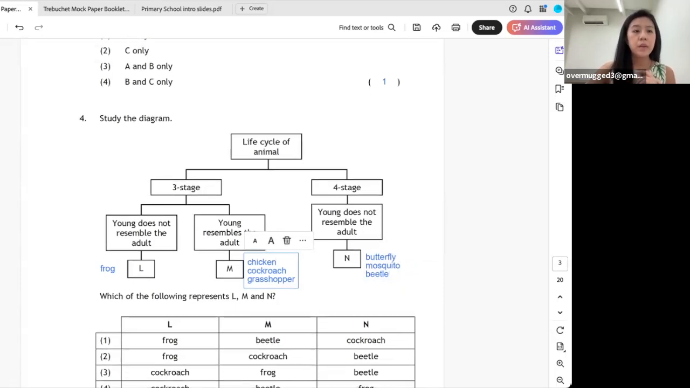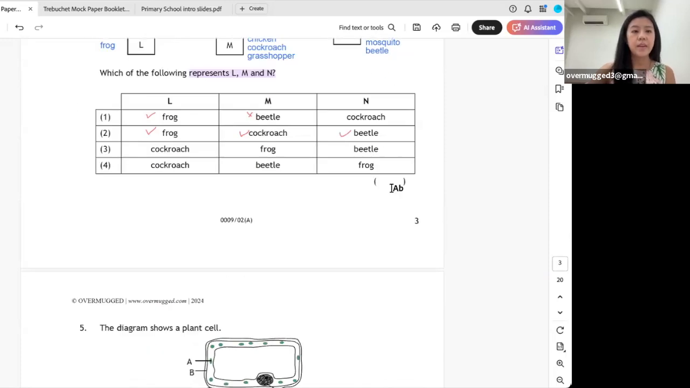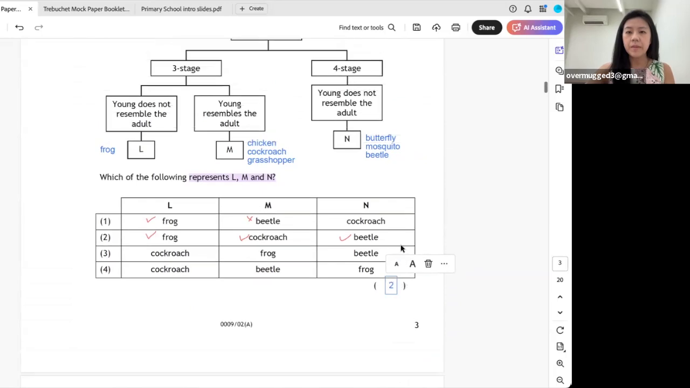Now, what do L, M, and N represent? Let's go through the options. Okay. So if we have already narrowed down L as the frog, that will leave us with either option 1 or 2 as the answer. Now, in the column for M, for a 3 stage life cycle where the young resembles the adult, we'll have cockroach. Beetle has a 4 stage life cycle, so option 1 is already wrong. Okay, and that will leave us with option 2 as the answer. Okay, so for this question, it will be good to label down the different animals that fall into the various classification for you to refer more easily.